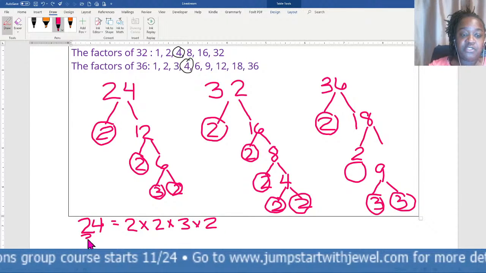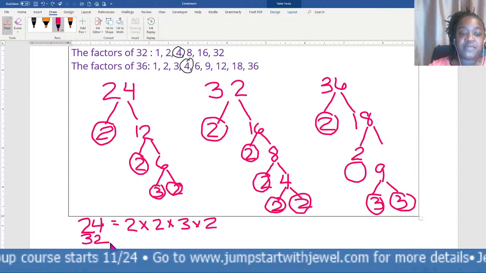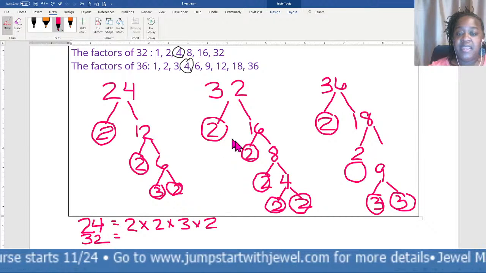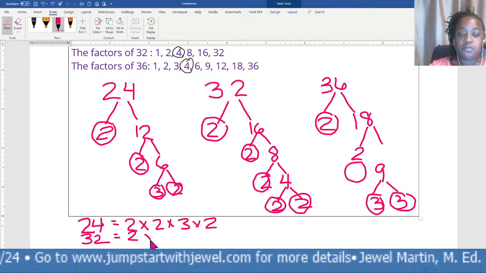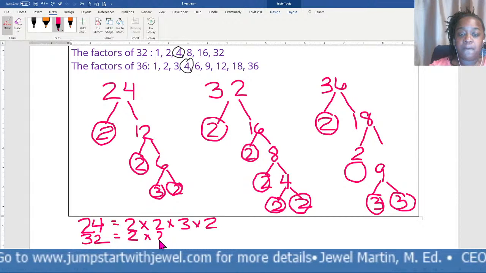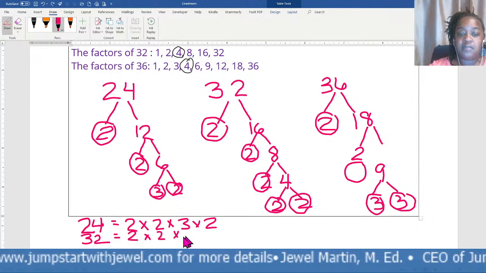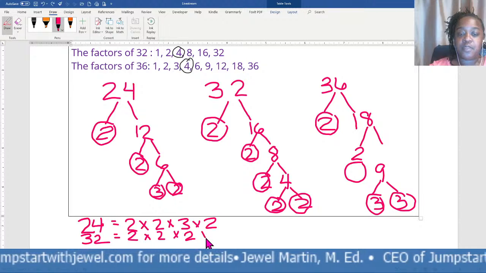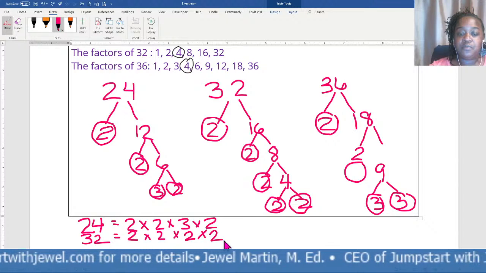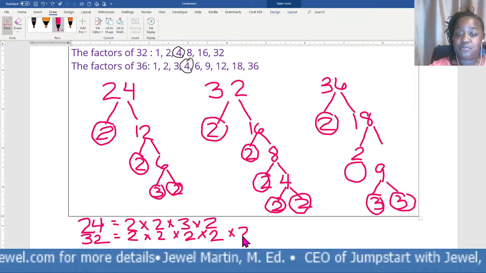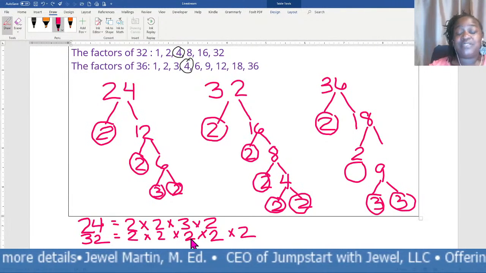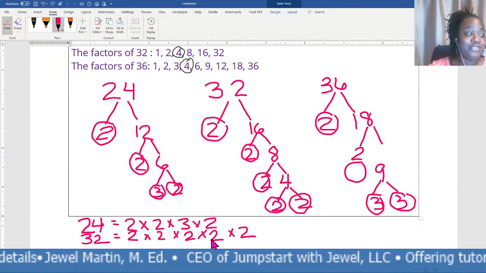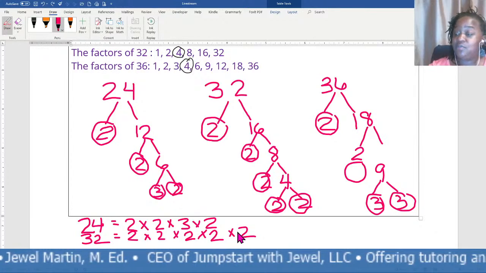If I list 32, I'm running out of space. And I list all these here. 2 times 2 times 2 times 2 times 2. 2 times 2 is 4. 4 times 2 is 8. 8 times 2 is 16. 16 times 2 is 32.